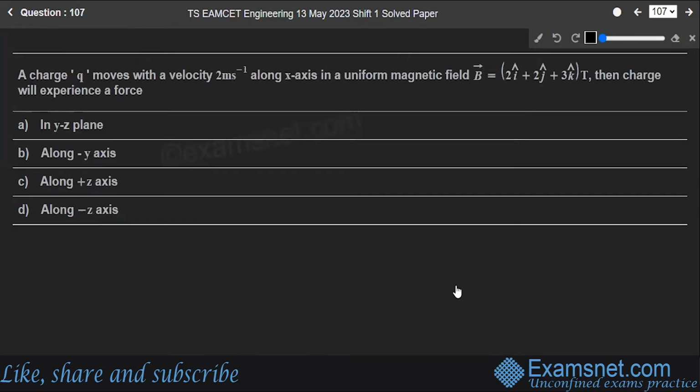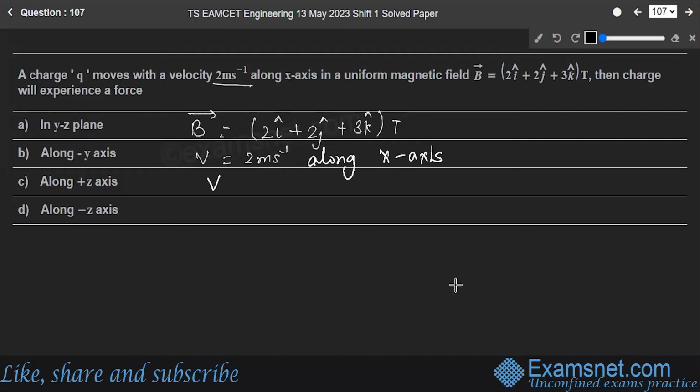A charge Q moves with a velocity of 2 meters per second along x-axis in the uniform magnetic field given by this. Then the charge will experience a force of? All right, so here you are given the magnetic field as 2i, 2j, 3k tesla. And you are given the velocity as 2 meters per second along x-axis. So that means the velocity is equal to 2i meters per second, right?